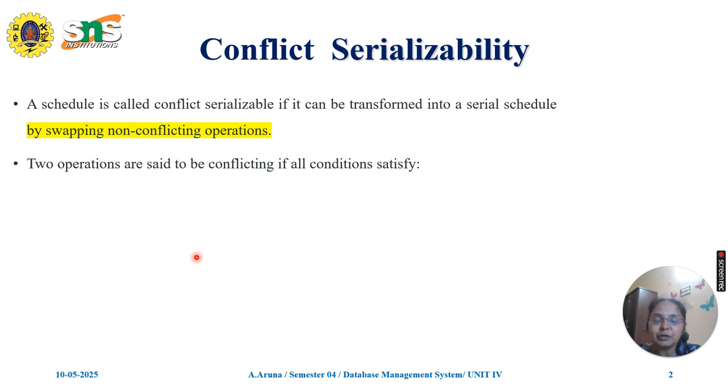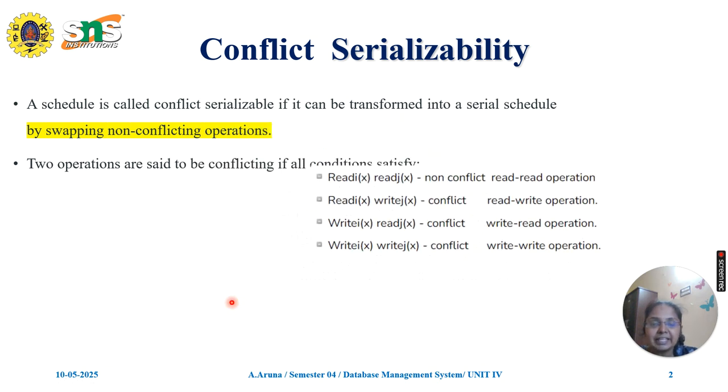In a non-serial schedule, we can't conclude that the transactions inside the particular schedule can be executed in a serial manner. So for checking that, we go for serializability. Conflict means: while swapping transactions, is there any conflicting operation present in that particular schedule? For that only, we're going to check it over here.